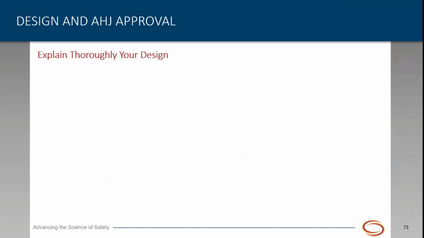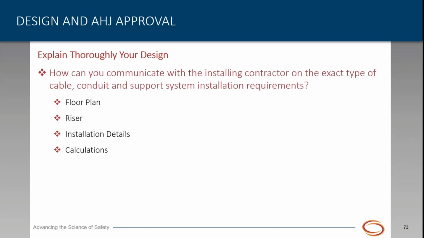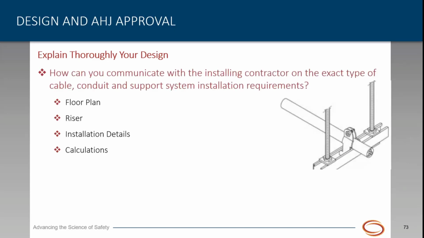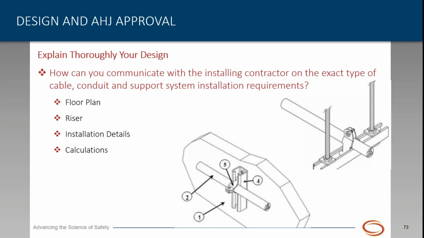Fourth, we want to explain thoroughly our design. Once you decide your course of action, you want to be able to communicate with the installing contractor the exact type of conduit and installation requirement. What needs to be shown on the floor plan? You often need a unique line type or call out and dimensions. You need a riser diagram that shows leaving the FACU to the zone or floor of destination.